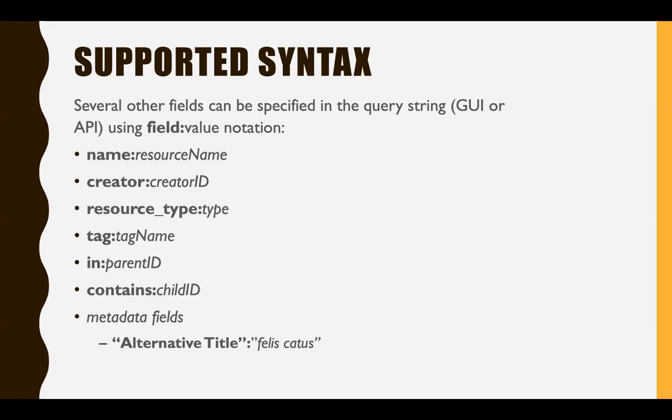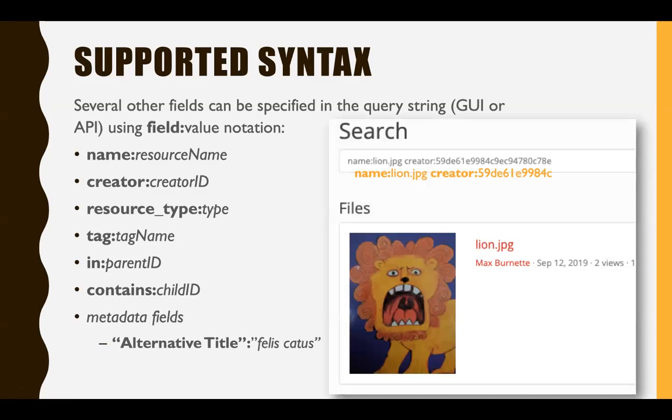So in general, it's a very powerful search capability, but there's a little bit of an art to it if you have a lot of things in your database that you want to search through. Here's an example of a slightly more involved search where I say the name is lion.jpg and the creator is this creator ID, which is actually myself. And you can see that this returned one specific result, which is this lion image that we've seen before. So you can append multiple queries to your term, and it's treated as an and.